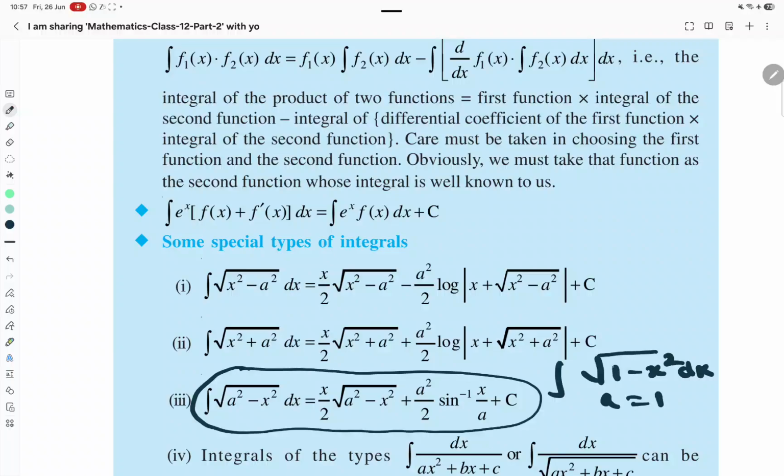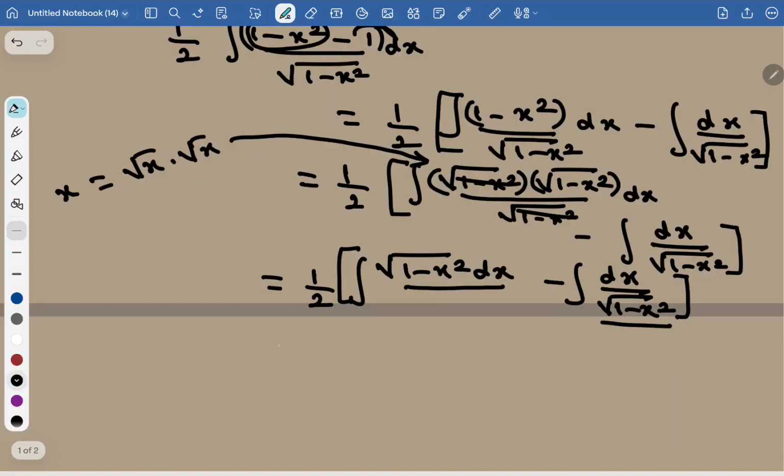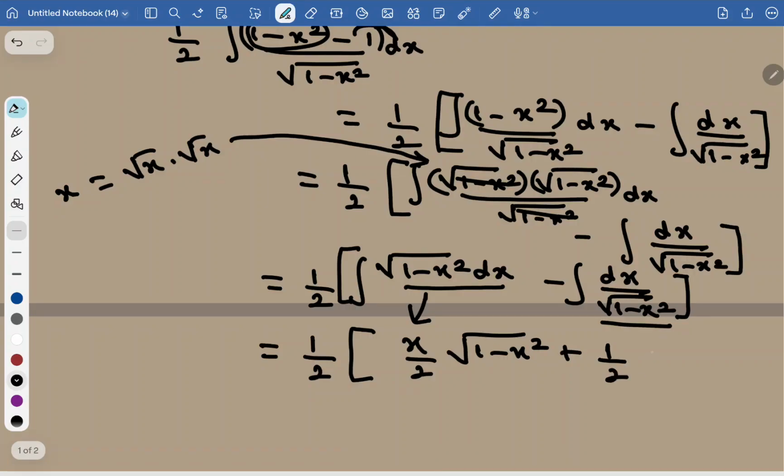Here a is 1, that is, we can write this 1 as 1 square. A square means 1 square. Therefore, one by 2 for this part, x by 2 root of 1 minus x square plus 1 by 2 sine inverse of x, minus sine inverse of x for this part.